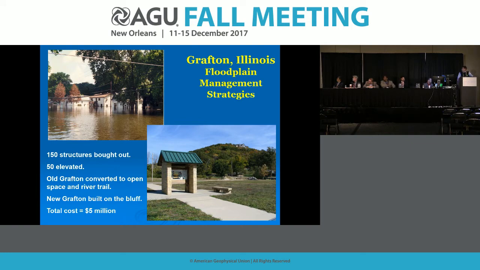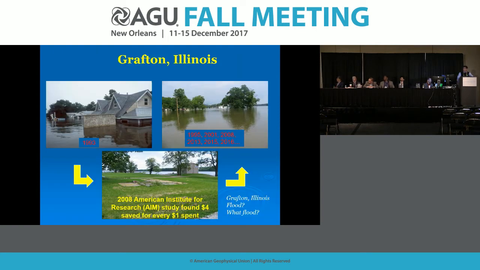So over the years since then, they've piecemeal bought out structures, and it's caused kind of a domino effect. Every time there's a flood, more people want to get on that boat and get out of town. So 150 structures bought out, and these are pictures taken from the same location. 50 are elevated. Old Grafton's converted to open space and river trails. New Grafton built up on the bluff, and the total cost about $5 million.